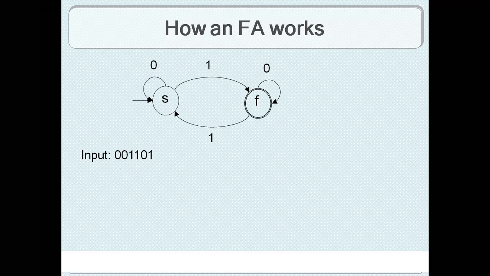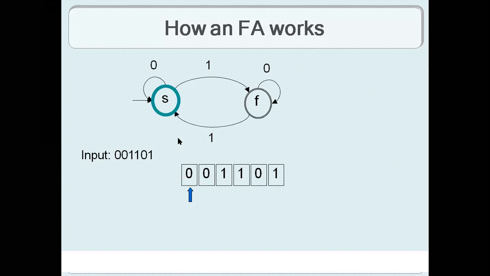We are denoting the dollar symbol. Okay, so the input string is taken. In the input tape, the read only head is pointing to the first input symbol, that is 0. So here the input is 0 1 1 1 0 1. This is the input tape, and we have the read only head pointing to it.